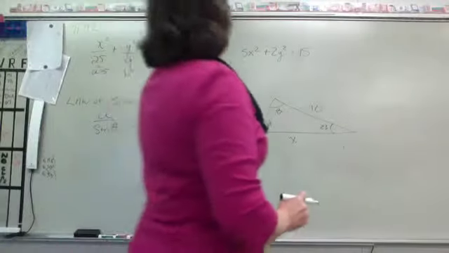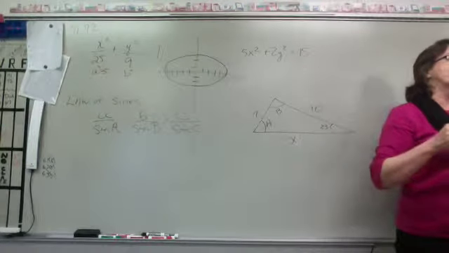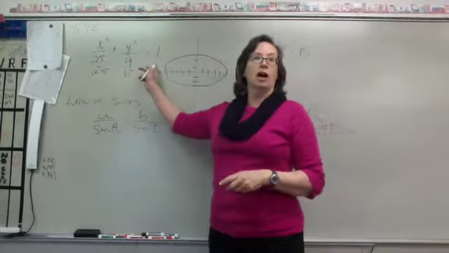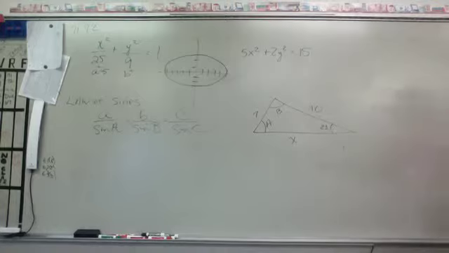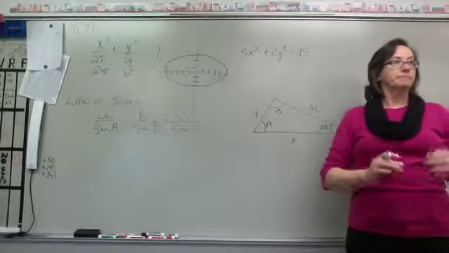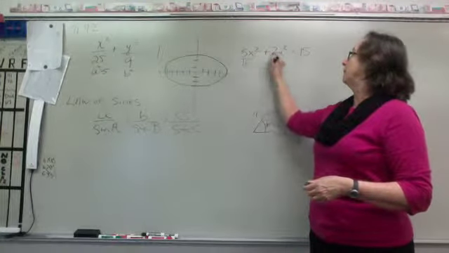Okay, so let's look at this ellipse. This ellipse is not yet in standard form. Remember what standard form is. It's got a 1 on the end. Okay, it's equal to 1. So how do I turn this into the standard form of the ellipse? Divide everything by 15. Thank you, Zach. So I'm going to divide everything by 15.